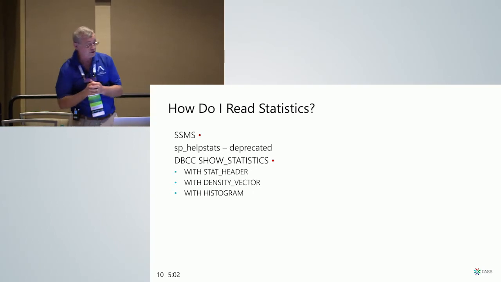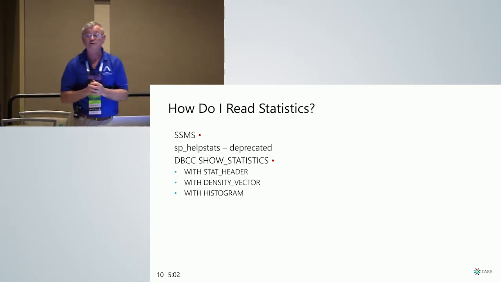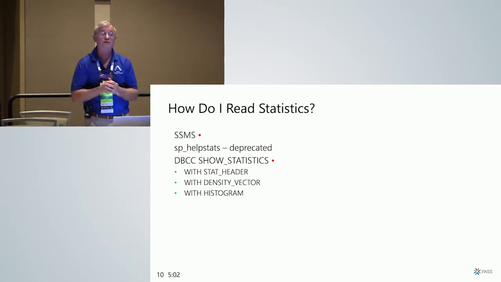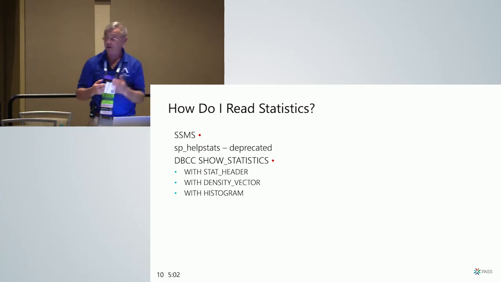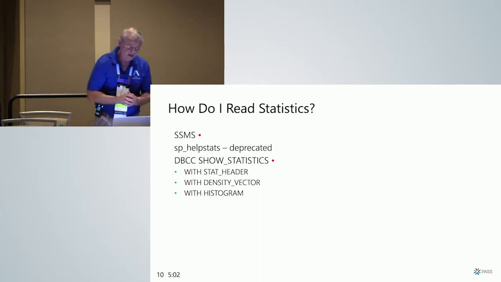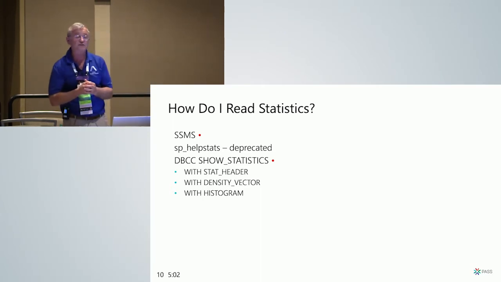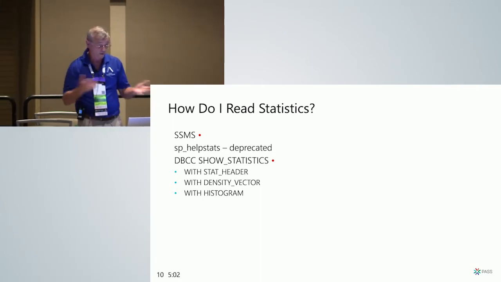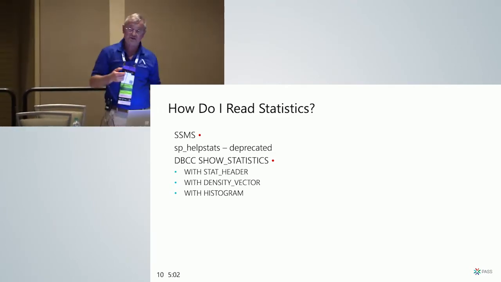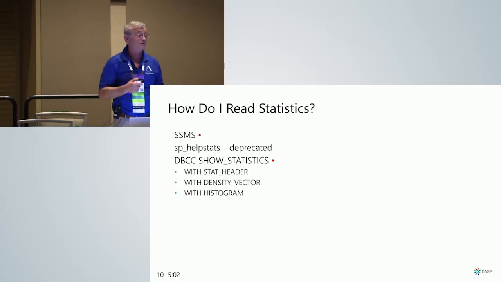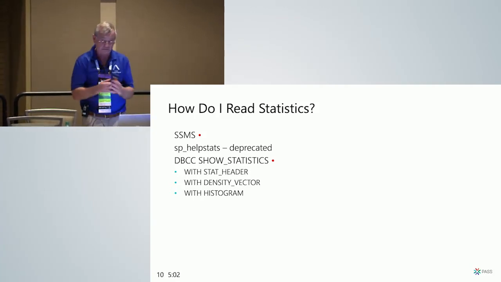An old version of reading statistics, still around, is DBCC SHOW_STATISTICS. I still have a habit of using that. I'm trying to get to the dynamic management views as my standard, but DBCC SHOW_STATISTICS has three options: STATS_HEADER, DENSITY_VECTOR, and HISTOGRAM. As you might guess, that limits what it returns. Without any argument, it returns all three of them.